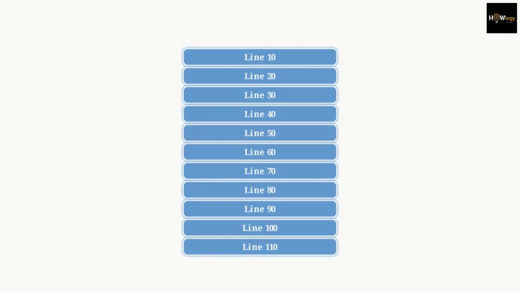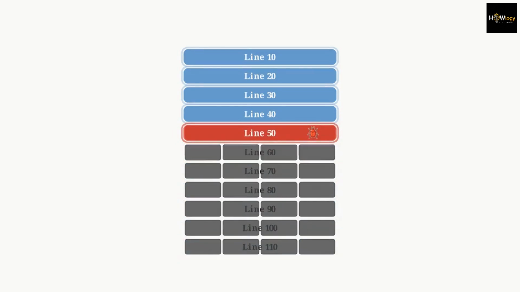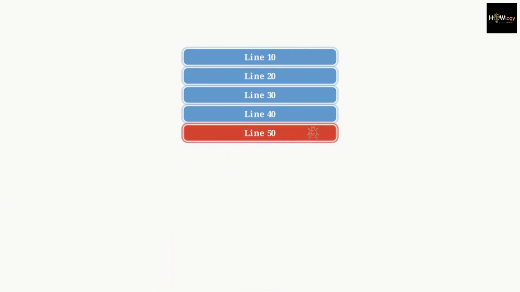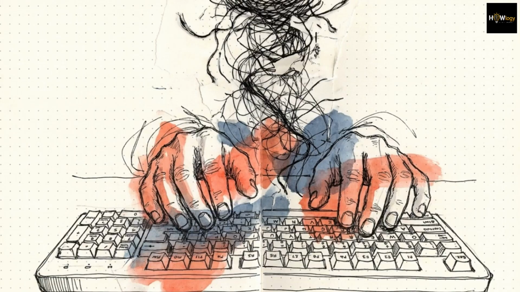Early programs were written sequentially, as a single top-to-bottom list of instructions. If an error occurred on line 50, it cascaded down, breaking everything below it. The code was fragile, and adding new features meant untangling thousands of lines of dependent linear commands.